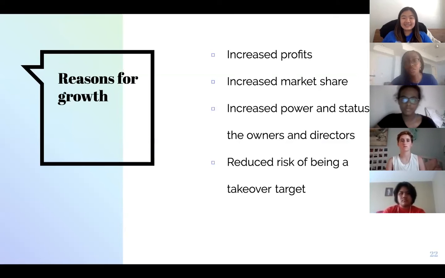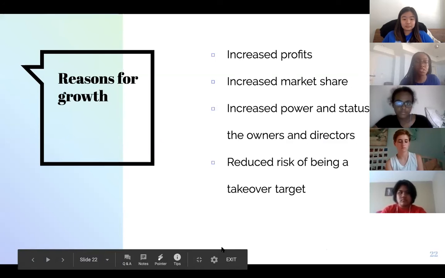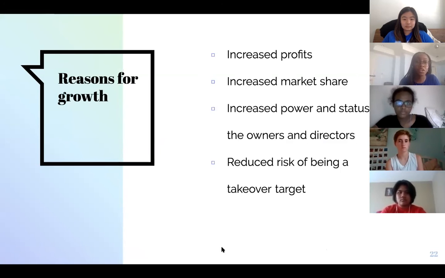Okay, reasons for growth. So there are a few reasons for growth and they're all equally as important. So obviously the first, very obvious one is increased profits. This basically means that the business is going to make more money. I think a lot of people go into business for the sole purpose of making money, which is why a lot of them fail very quickly because money shouldn't be the only reason why you're going into it. But increased profits is obviously a very common reason for growth.